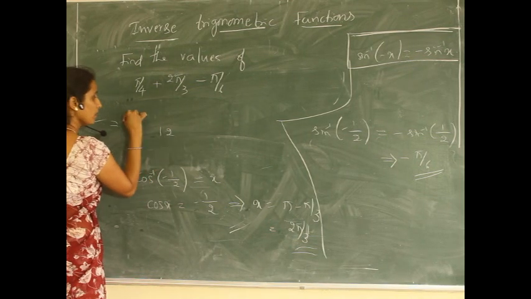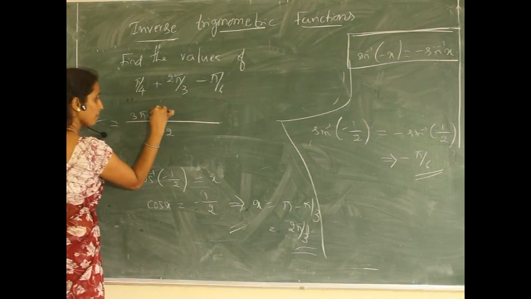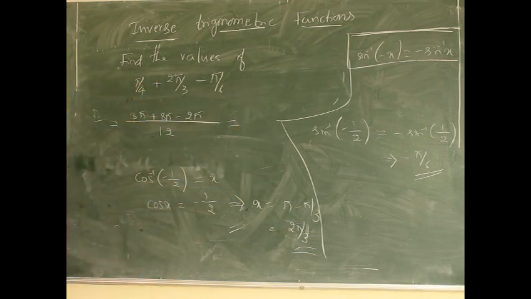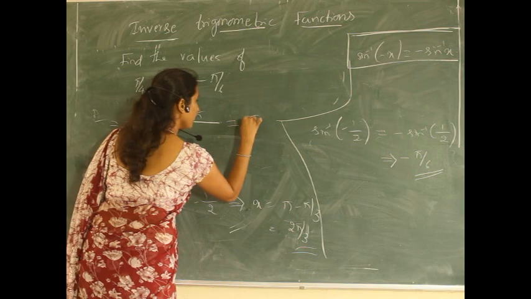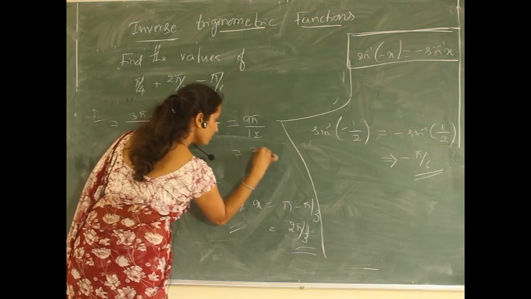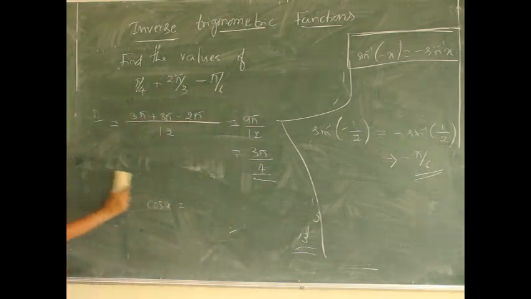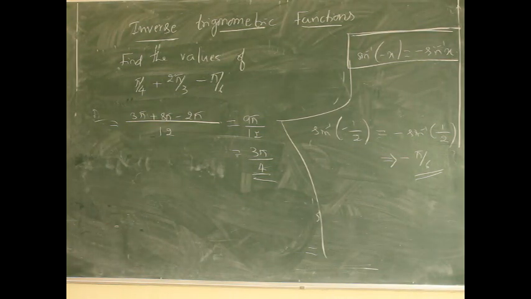Taking the common denominator 12, we get 3 pi plus 8 pi minus 2 pi. 3 plus 8 is 11, 11 minus 2 is 9, so 9 pi by 12, or 3 pi by 4. The answer will be 3 pi by 4. Likewise, we can calculate all the values of all the given functions.